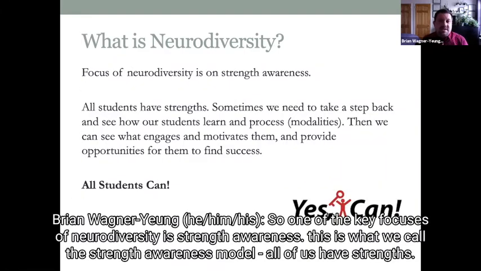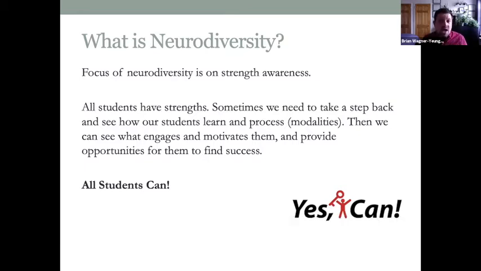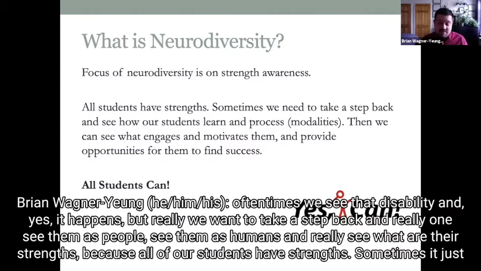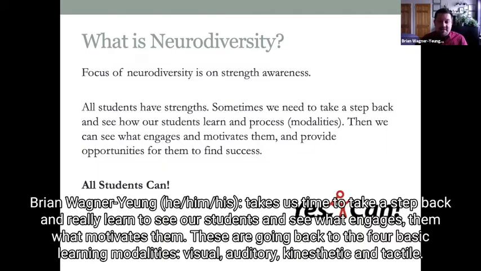So one of the key focuses of neurodiversity is strength awareness. This is what we call the strength awareness model. All of us have strengths. A lot of the times when we're looking at our students, especially our students with disabilities, we see that disability, and yes, it happens, but really we want to take a step back and see them as people, see them as humans, and see what their strengths are, because all of our students have strengths. Sometimes it just takes us time to take a step back and learn to see our students and see what engages them, what motivates them.